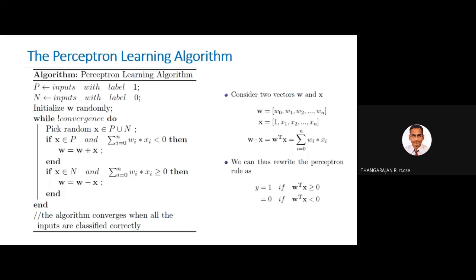If your sample happens to be negative and W transpose X happens to be greater than 0, again there is a conflict. Your output says it's a positive sample, but your desired output is a negative sample. In that case, I have to subtract X from W; I have to decrease the value of W. So I'm adjusting the value of W based on my output.